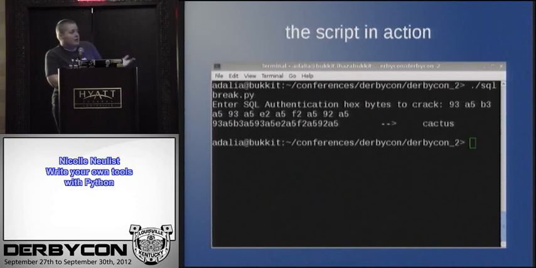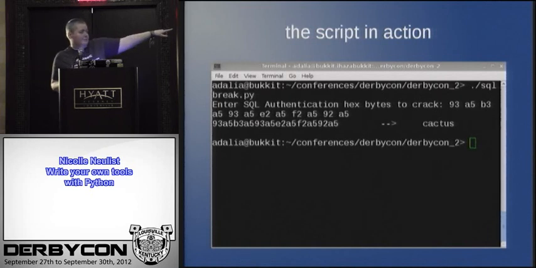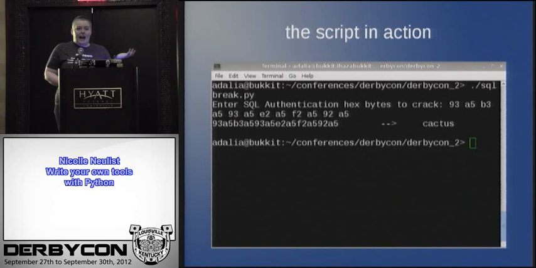This is just not using any input or output files. You call it, it asks for the bytes. I put the bytes, I kept the space from the packet dump because I know that it would strip them out for me. Then it prints the dump, blah, A5, blah, A5. And so 9.3, A5, B3, A5, etc. is just the word cactus in cruddy SQL authentication.